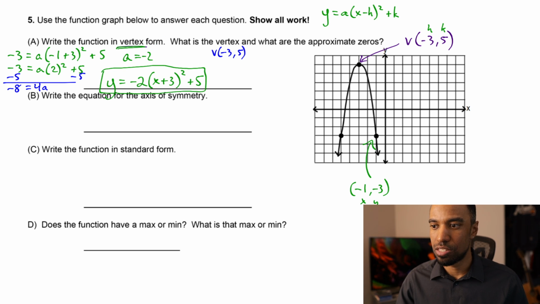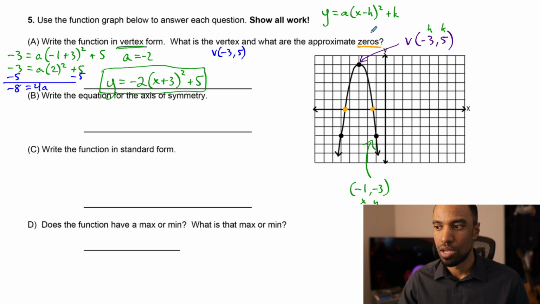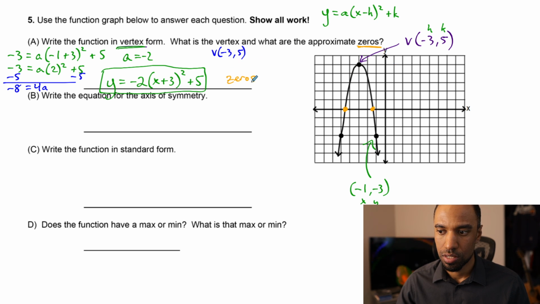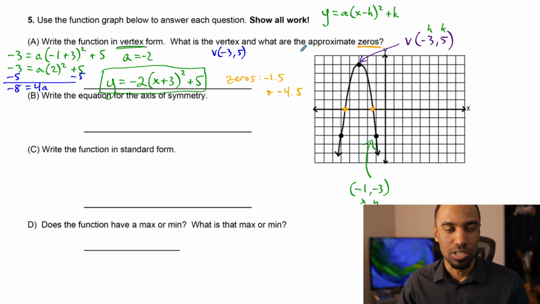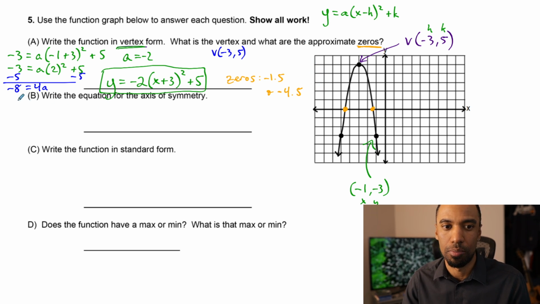The approximate zeros are where it crosses the x-axis. So they're asking you approximately what x values we are crossing the x-axis at. So I'll say these zeros are approximately at about -1.5 and -4.5. I'll let you know, if you're my students taking a test, it's going to be crossing at integer values. It won't be at decimal values like this where you're approximating it. So I hope that's okay.